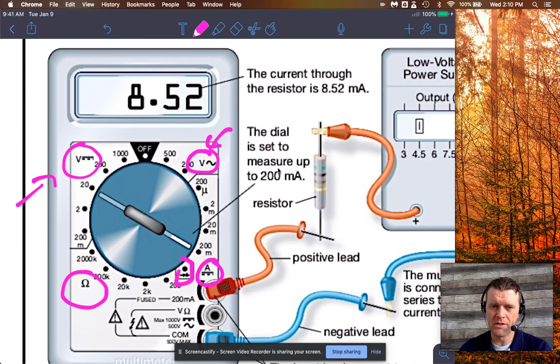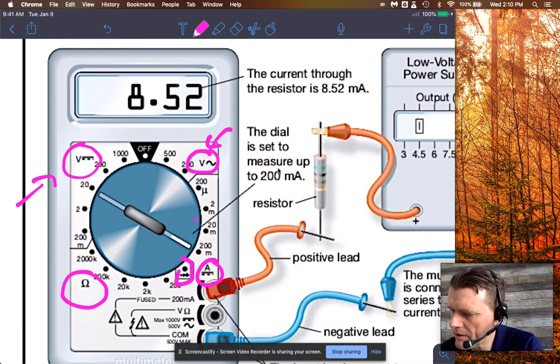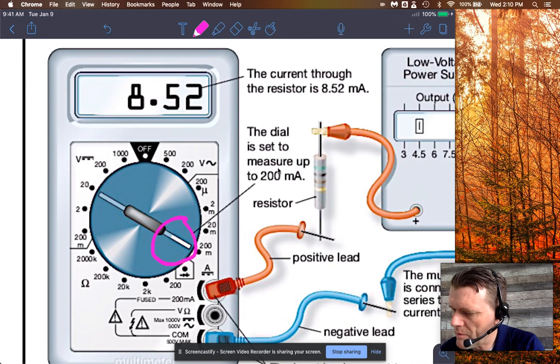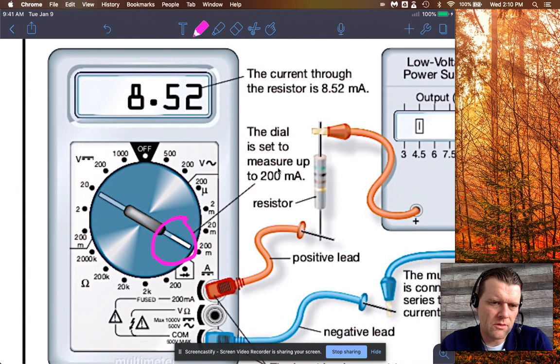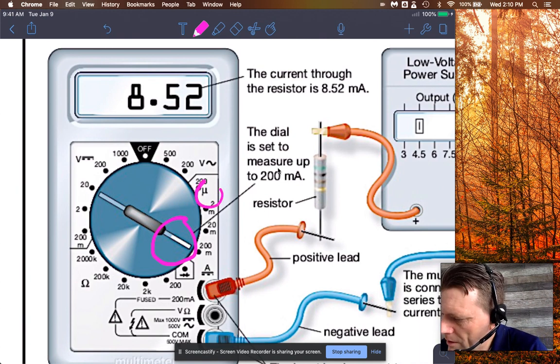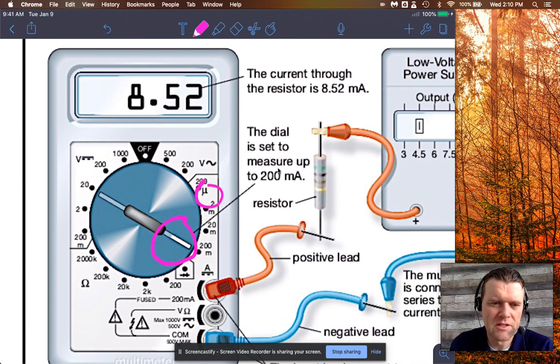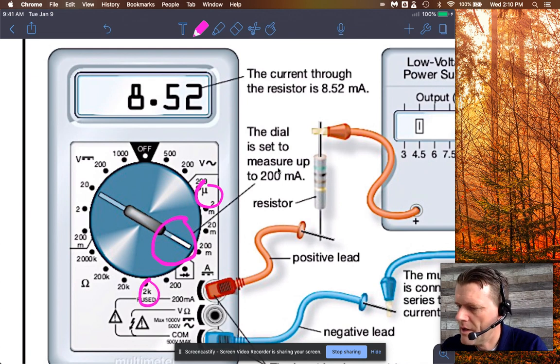If we're measuring current though, you can see that this dial has been rotated to point to amps, and it's specifically pointing to the 200 m for milli. Again, these prefixes are on your data booklet if you ever have to look them up. Look, there's mu, which is 10 to the negative 6, and we have K's in here, which is 1,000, and so on.